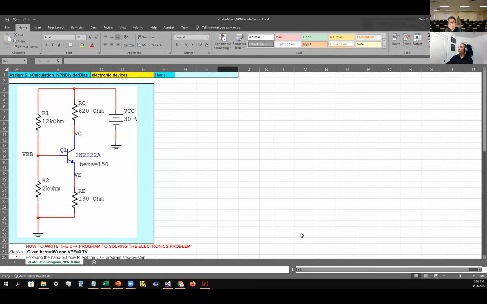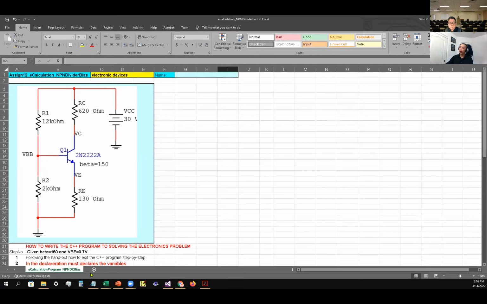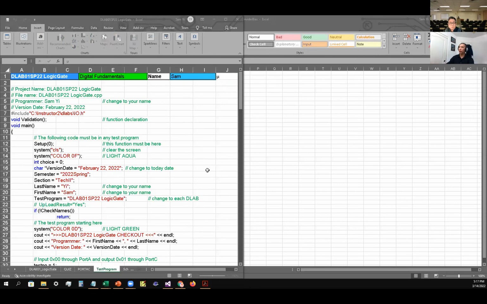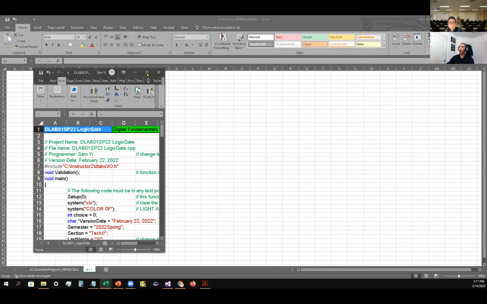Okay, enable editing, and then you just open up another Excel sheet, and then you change this one and just put C++. So that way when I open up this Excel and look here, I would see the program. Here's what I do for Tech 2, as you can see. For Tech 2, that's what I do.